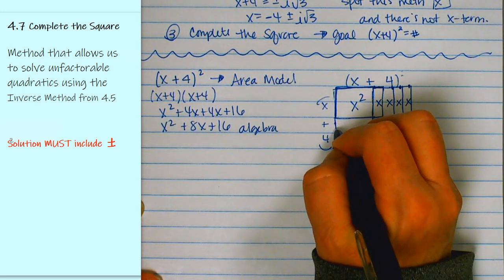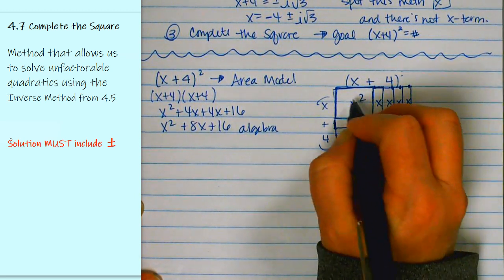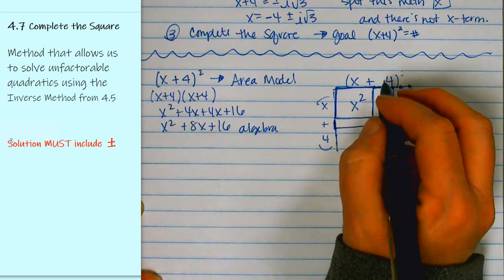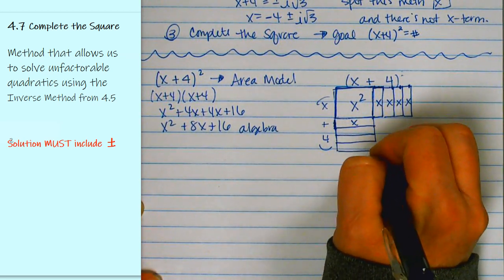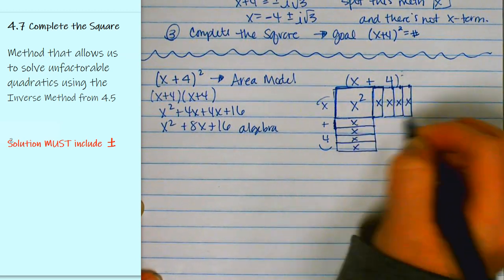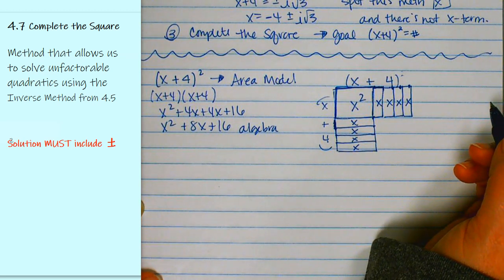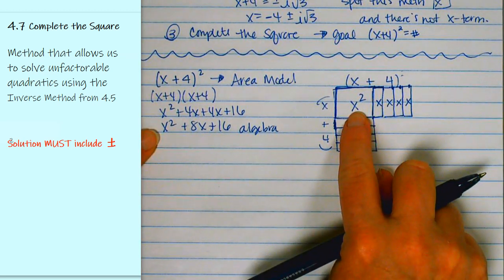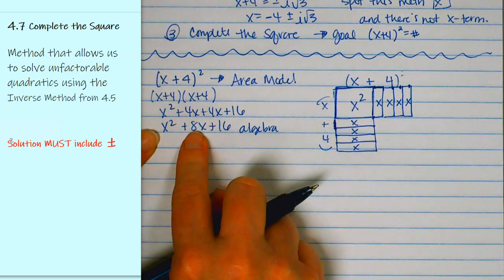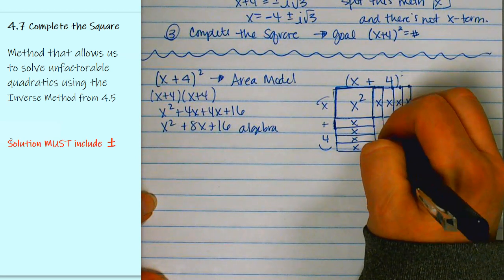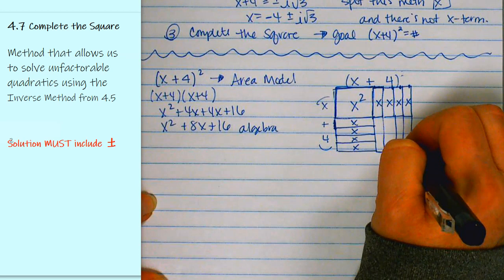I'm going to have the same thing over here. I've got 1 on this side, and if I do the x, same distance here, so 1 times x, this side is x. I have x, x, x. I have 4 x's here as well. So far, in the area model, I have x squared, and I have 4x here and 4x here. That's 8x.